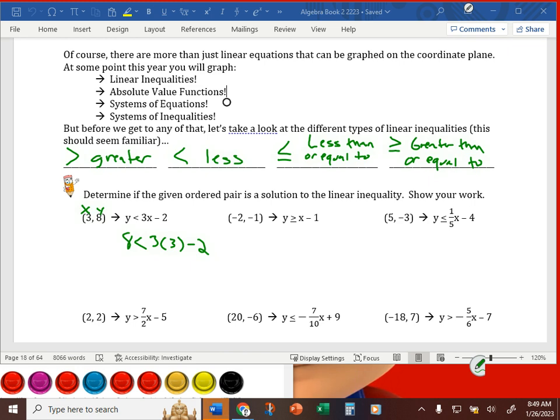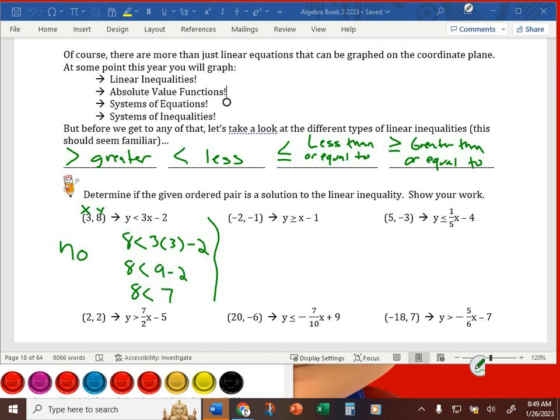Is 8 less than 3 times 3 minus 2? 3 times 3 minus 2 would be 9 minus 2, and 9 minus 2 is 7. Is 8 less than 7? No. So does (3, 8) work in that inequality? It does not. That's basically it. That's all we're doing. You do need to show your work. That's how you show your work. That's all we have to do for the whole page.